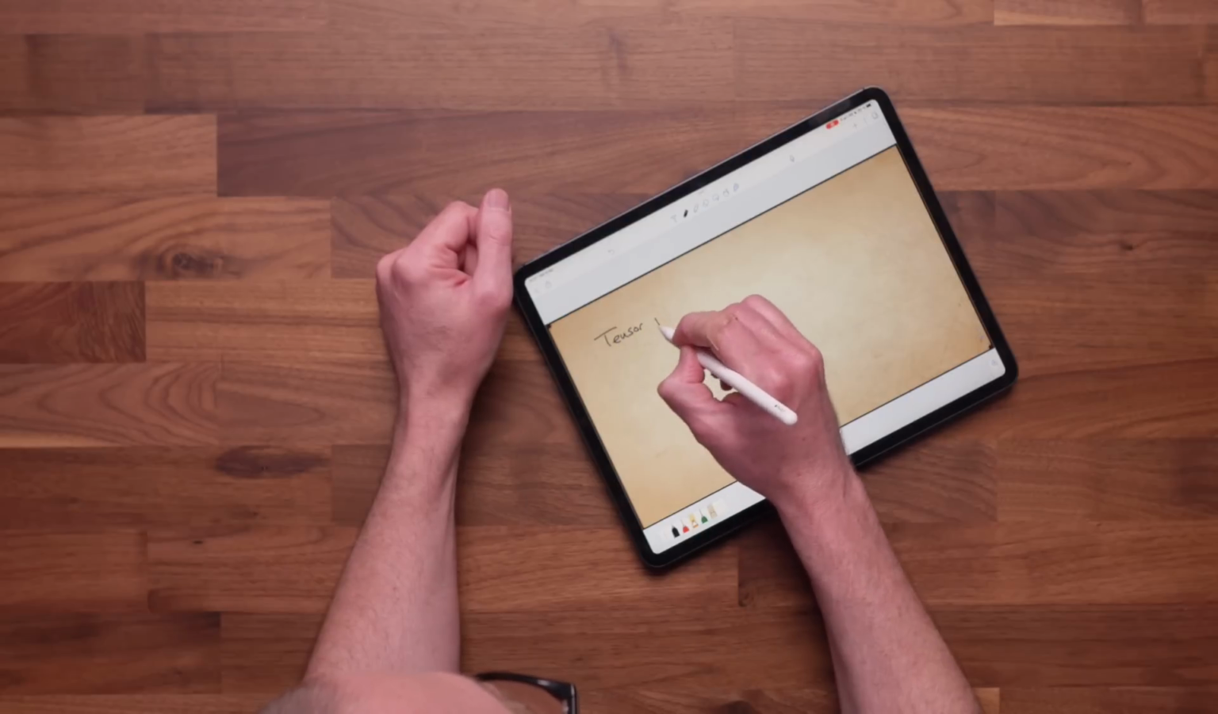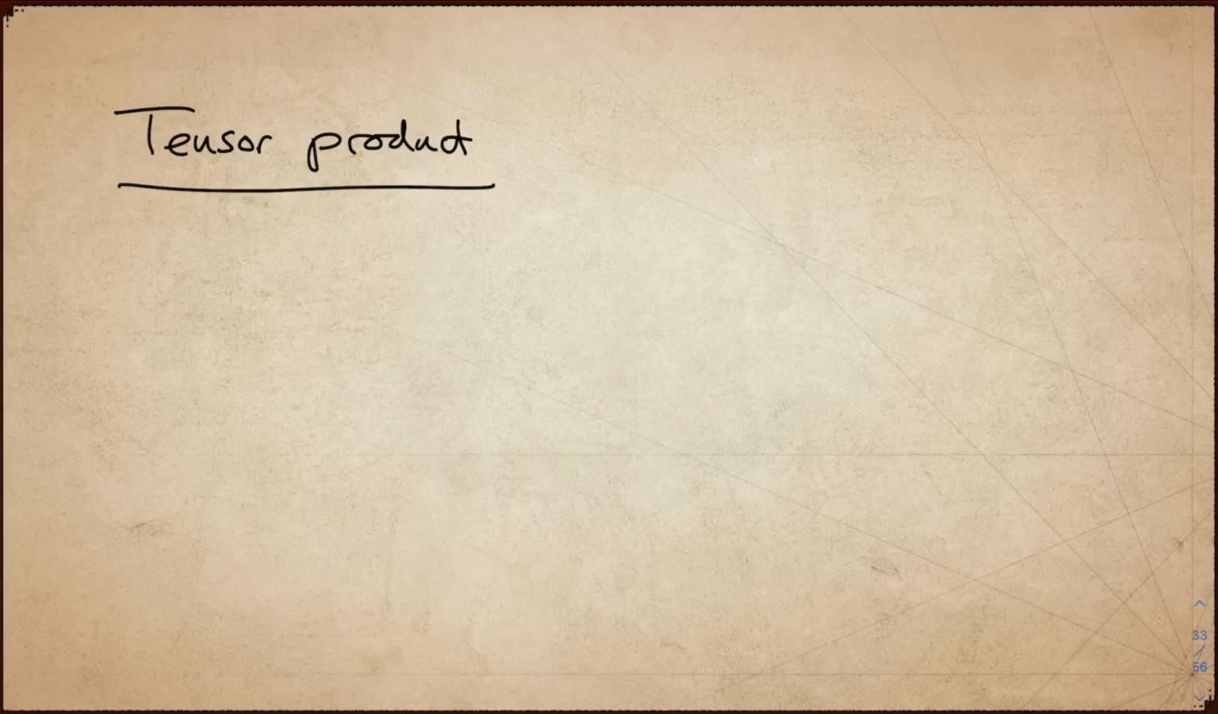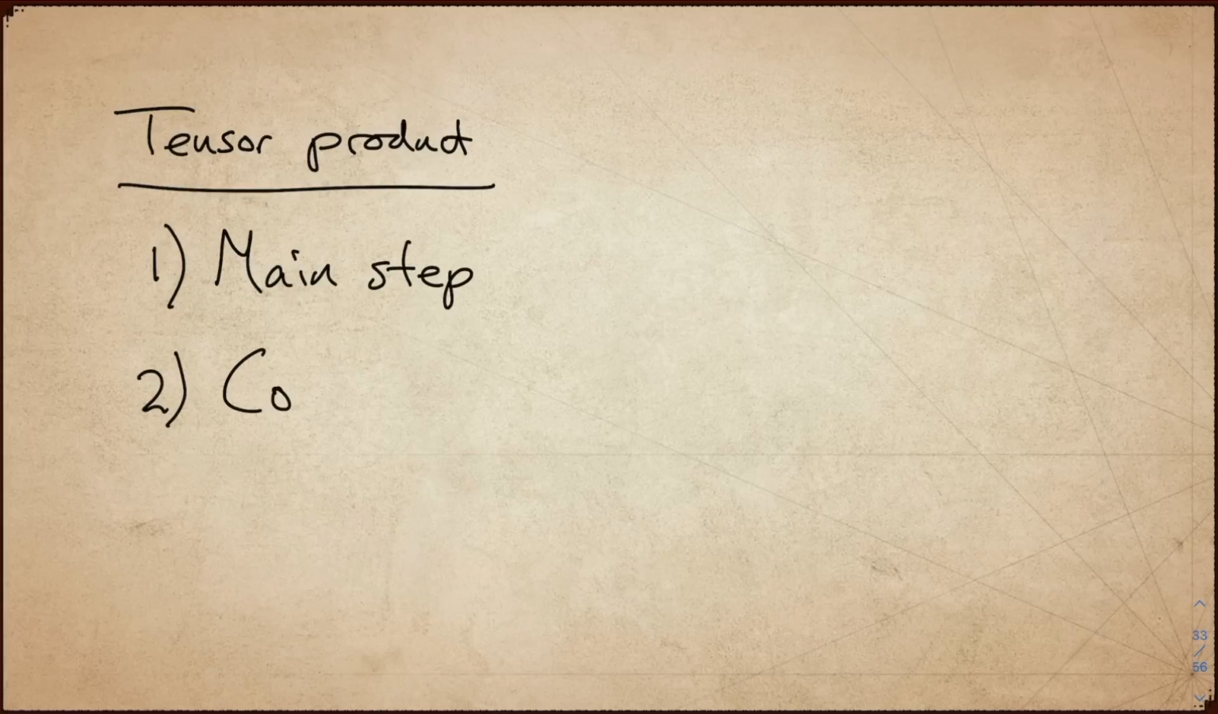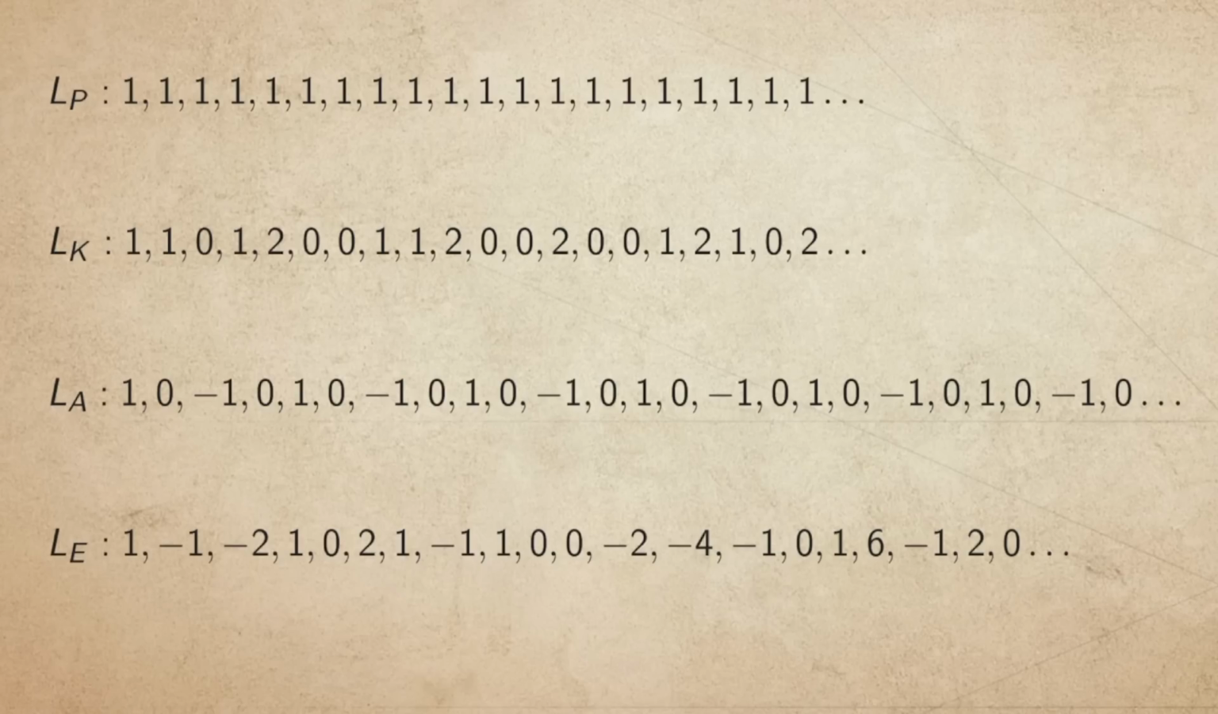The principle is that to compute the tensor product of two L functions, you need two steps. First, a main step, and then a correction step. I will do this now for a few examples. Recall that we previously used these four L functions. The L function of P, the L function of K, the L function of A, and the L function of E.